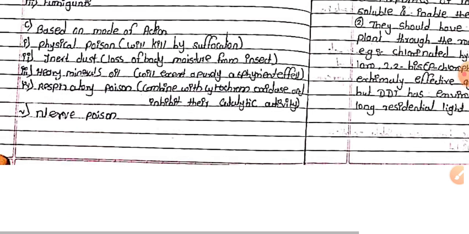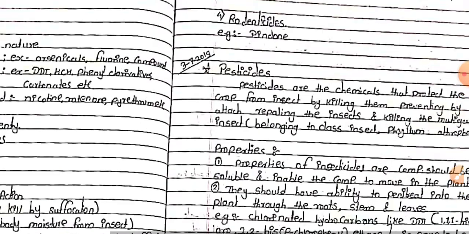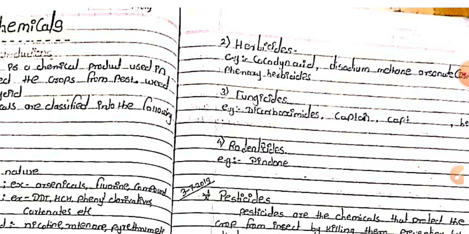Next, based on the action: physical poisons kill by suffocation, insect dust absorbs body moisture killing the insects, heavy mineral oils; and respiratory poisons combine with cytochrome oxidase and inhibit its catalytic activity. Then the nerve poisons, and herbicides.